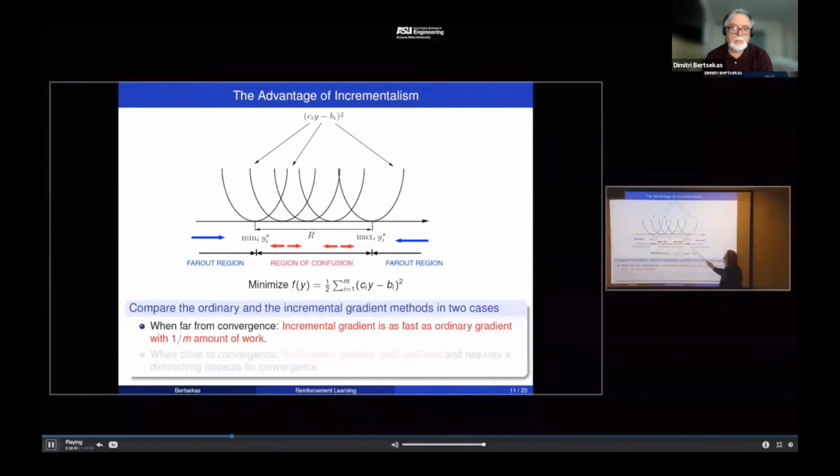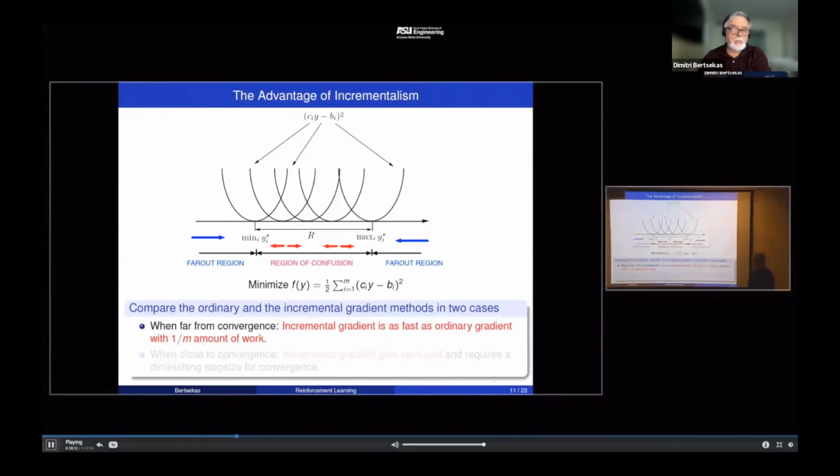Okay. So this region here is interesting. It is the region where these quadratics are minimized. So y star of i is the minimum of the ith quadratic, and they all lie in some region here. And now we want to minimize this expression. And let's compare the ordinary gradient method with the incremental gradient.